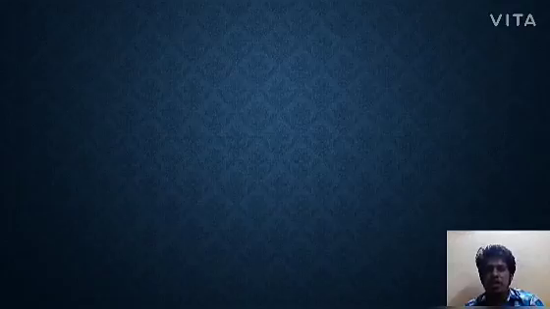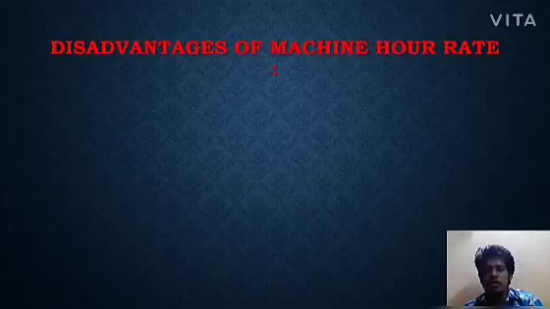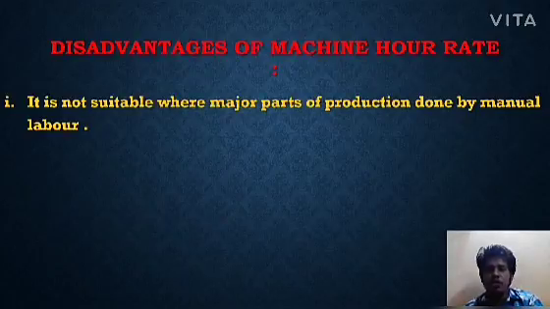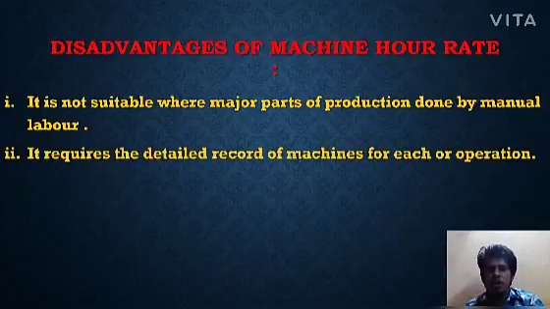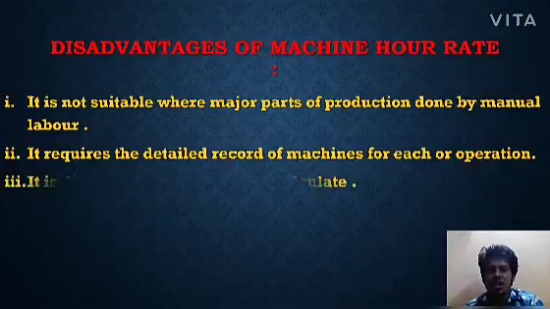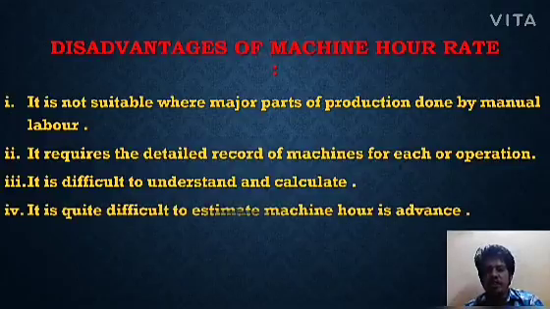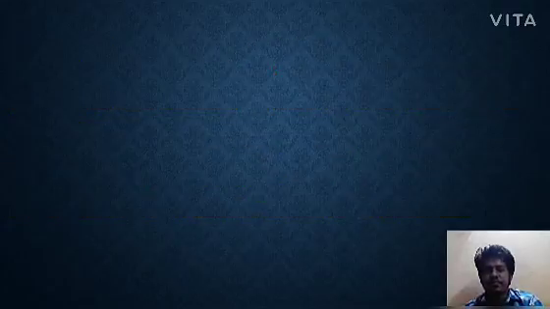And then we see in the above slide the disadvantages of machine hour rate. First, it is not suitable when the major part of the production is done by manual labor. Second, it requires a detailed record of machine for each hour of operation. Third, it is difficult to understand and calculate. And fourth, it is quite difficult to estimate overhead in advance.